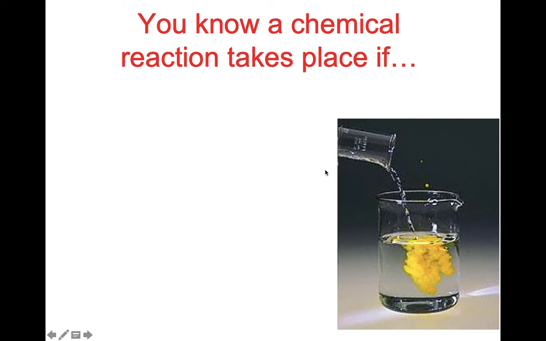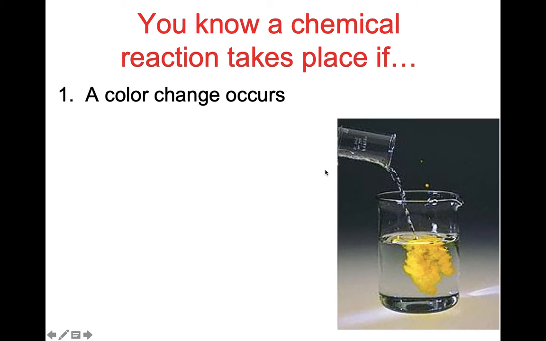So how do you know if a chemical reaction is taking place? You've seen something like this before in the lab. What you're seeing there is a creation of what's called a precipitate. You have two clear solutions producing that yellow colored substance, and that will fall to the bottom as a solid.